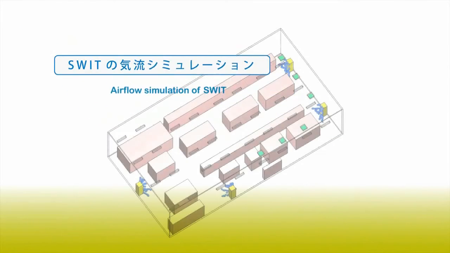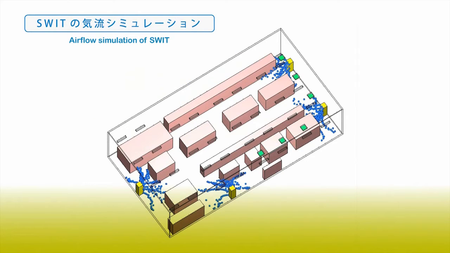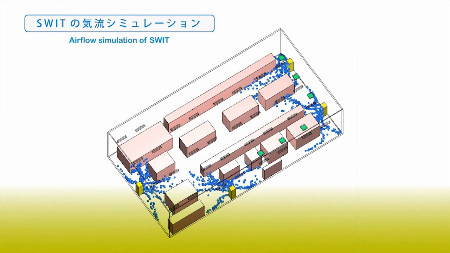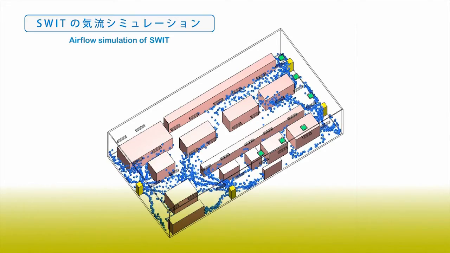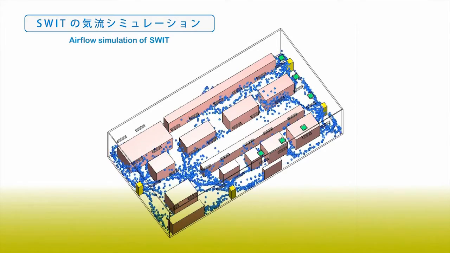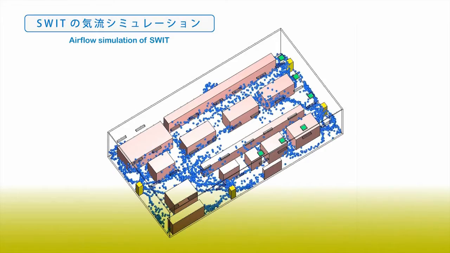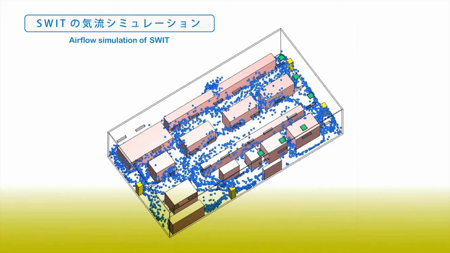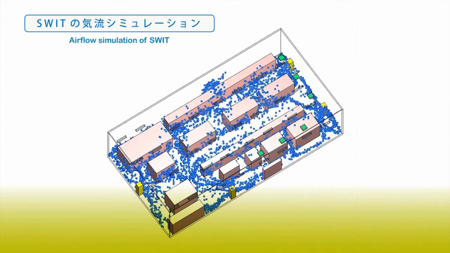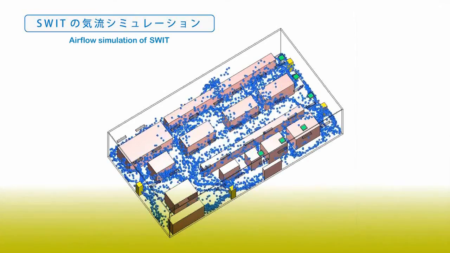Airflow simulation of Swit. Let's take a look at an airflow simulation in which Swit is applied in an electrical room. Even if there are devices and obstacles blocking the flow, the air is supplied to every corner of the room. Even if the location and layout of the devices are changed, there will be no construction modifications required to change the air outlet positions.